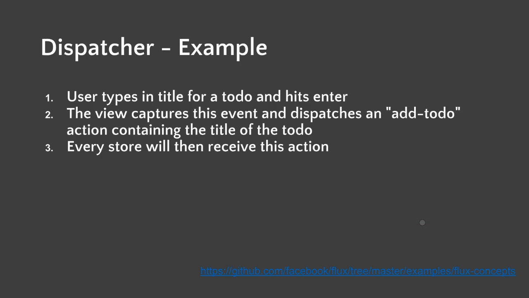The dispatcher is this one. User types in a title for a to-do and hits enter. The view captures this event and dispatches an add to-do action containing the title of the to-do. Every store will then receive this action. I said previously, every store will receive every action, receive the action and apply its business logic. So the store knows that the action of type add to-do has occurred, and then it can apply appropriate logic based on this action.